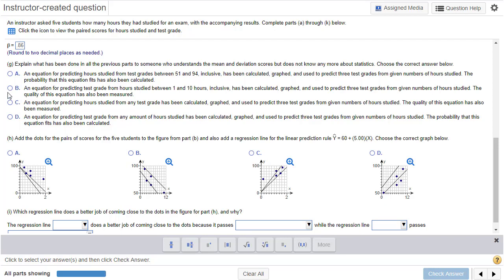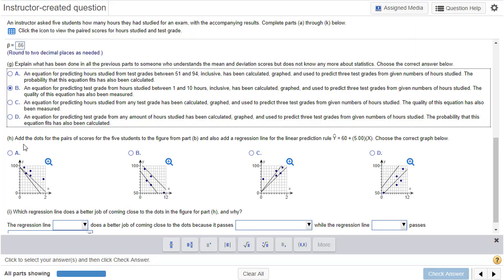And then look at the other two. So I think it's going to be B. An equation for predicting hours studied from any test grade. No, definitely not. And from any amount of hours studied. Nope, only from 1 to 10 has it been done. So we don't want to go too far outside of that window. You can go a little bit, 11, 12, maybe even 13, but you can't use that to predict 30 hours of studying or something like that. So different behavior will occur. So B looks like it's going to be it.